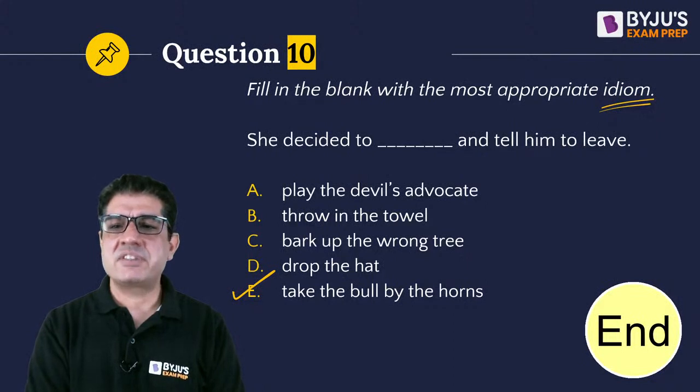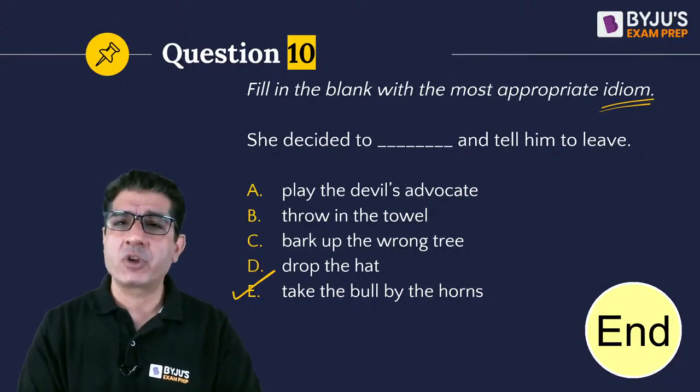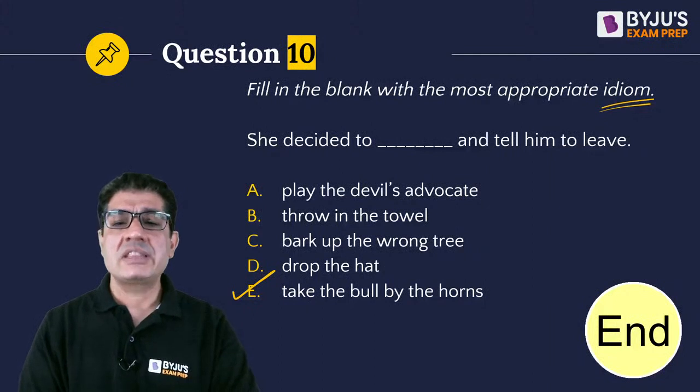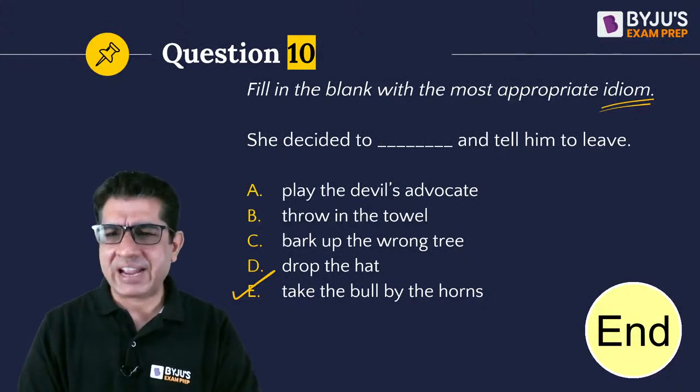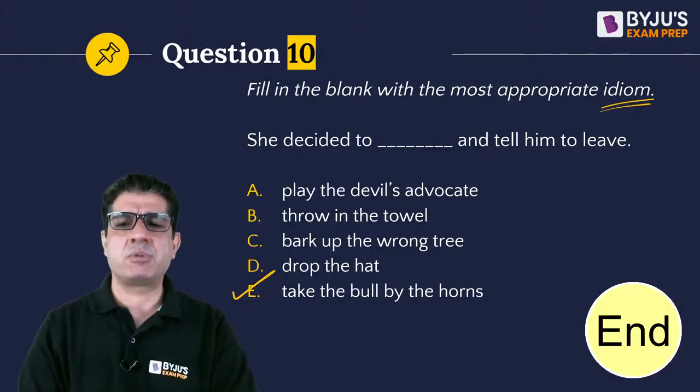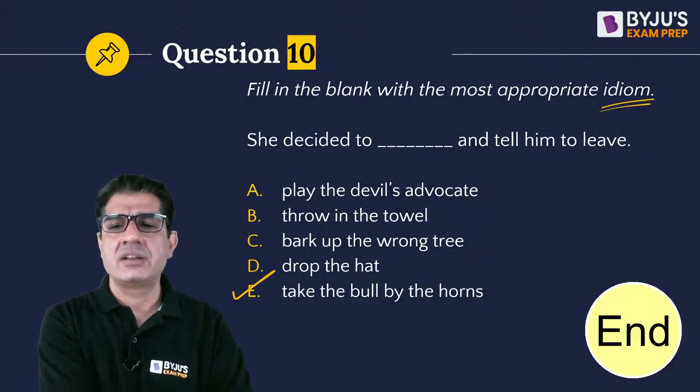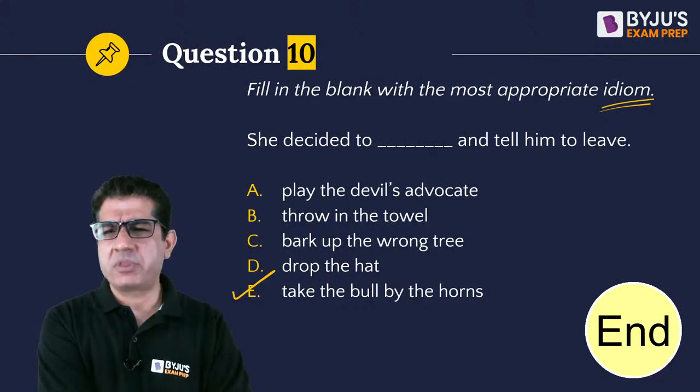Then you have the next one, throw in the towel, which means to surrender or to give up. Bark up the wrong tree. If you say that someone is barking up the wrong tree, you mean that they are following the wrong course of action because their ideas about something are incorrect, right? Drop the hat. We do not have any such idiom.